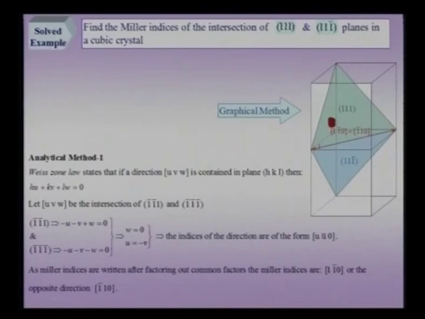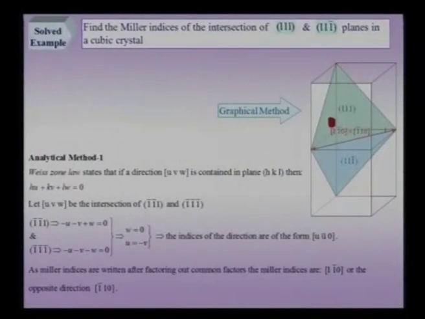So obviously, as far as the Miller indices go, there are two choices, either this direction or its negative, and both are solutions to this problem of intersection of these two planes. So as far as directions go, there are two directions. The line of intersection, of course, will be just one line, which is the red line.